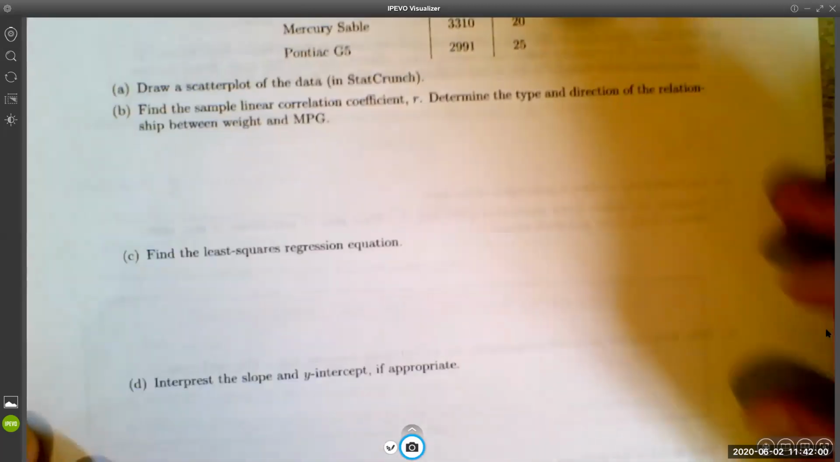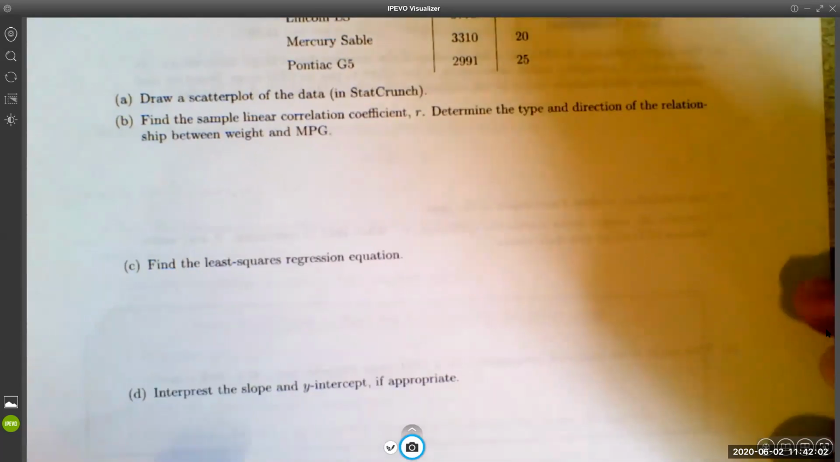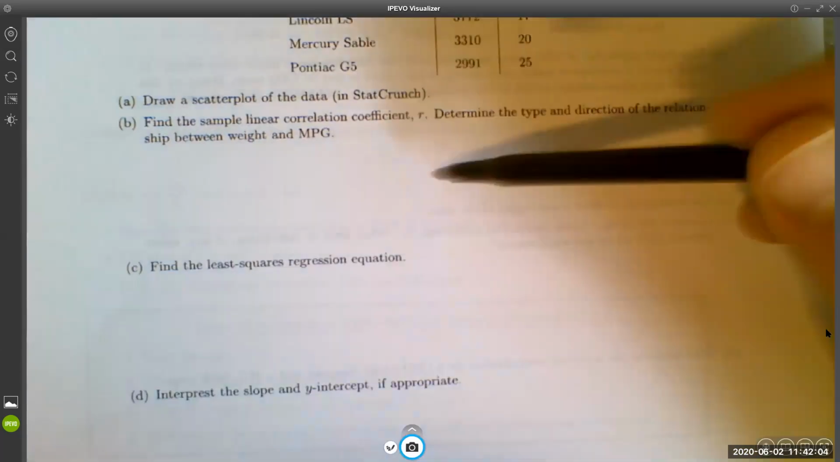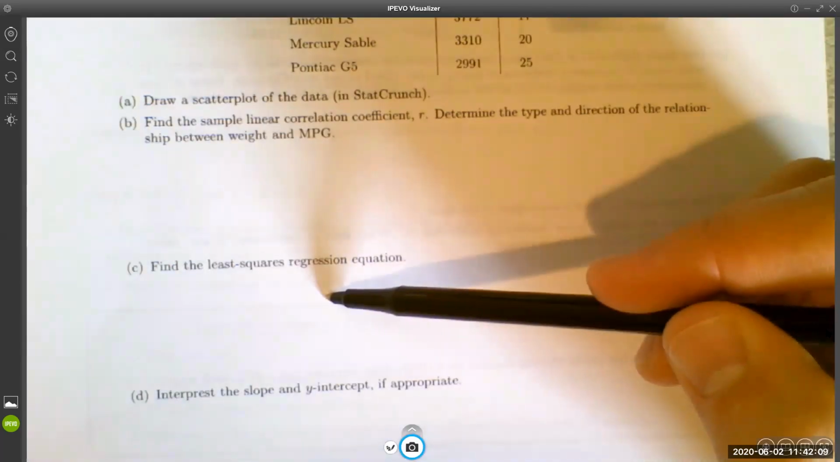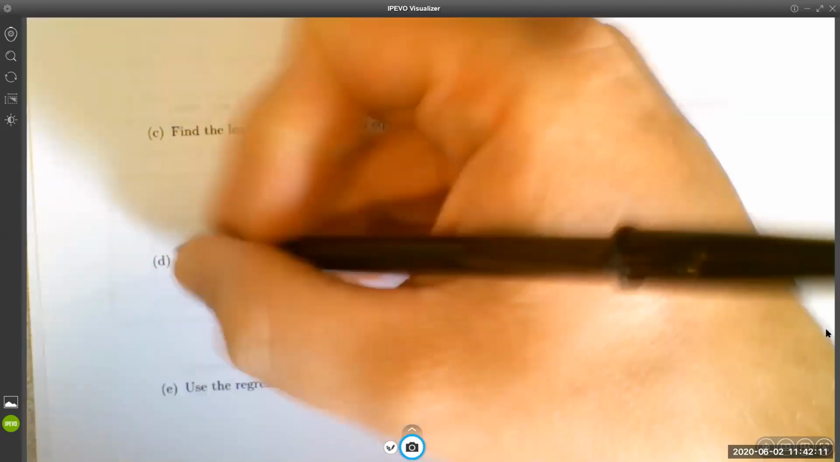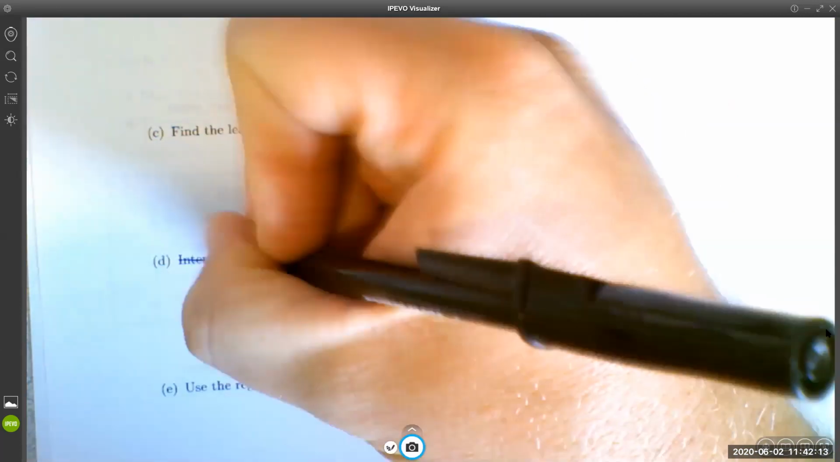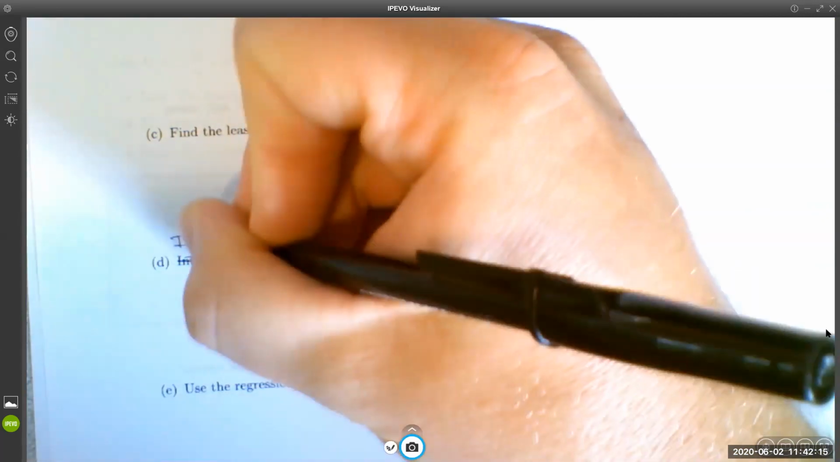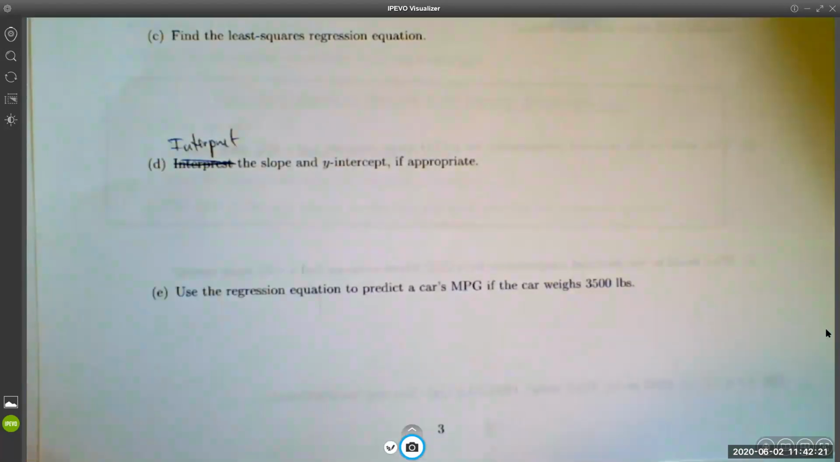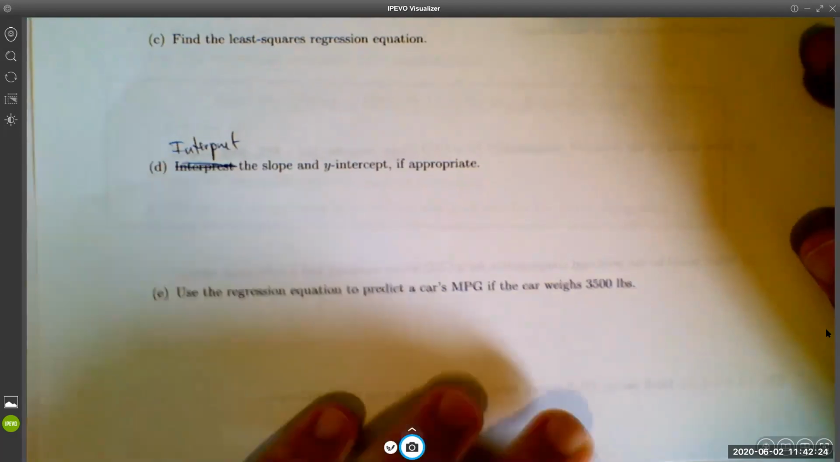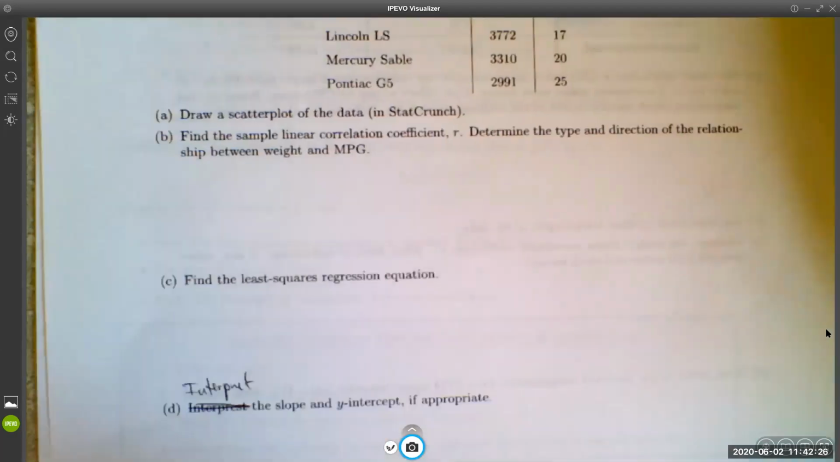So we're asked to do a whole bunch of things. Draw a scatter plot, find the linear correlation coefficient, determine if there's a linear relationship. If there is, find the least squares regression equation, interpret the slope and y-intercept if appropriate, and then use the regression equation to predict a car's miles per gallon if it weighs a certain amount. So let's do all that stuff.